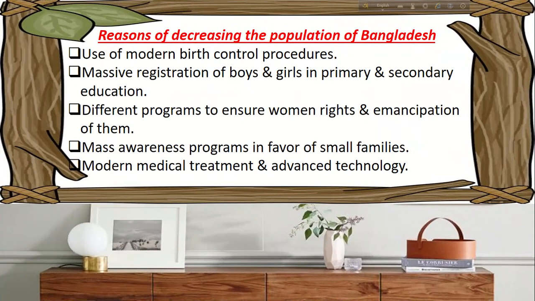So now the reasons for the decreasing population growth of Bangladesh. Some major reasons are use of modern birth control procedures, massive registration of boys and girls in primary and secondary education, different programs to ensure women's rights and emancipation, mass awareness programs in favor of small families, and modern medical treatment and advanced technology. However, we need to take certain measures of increasing awareness and related development programs to keep the population in a balanced way.